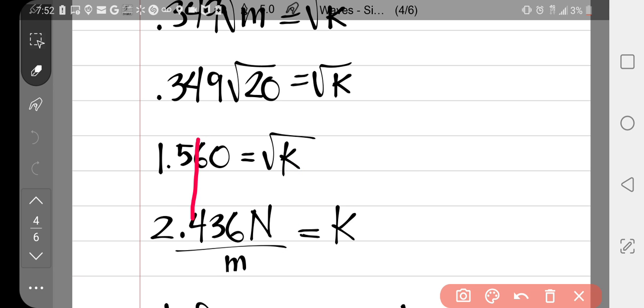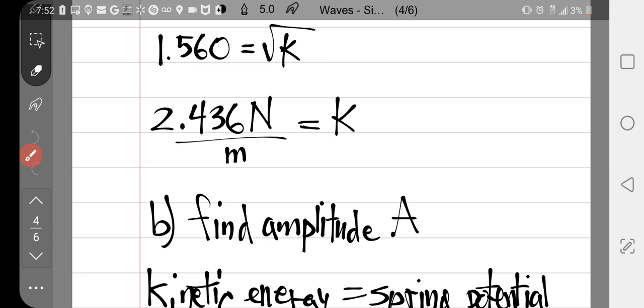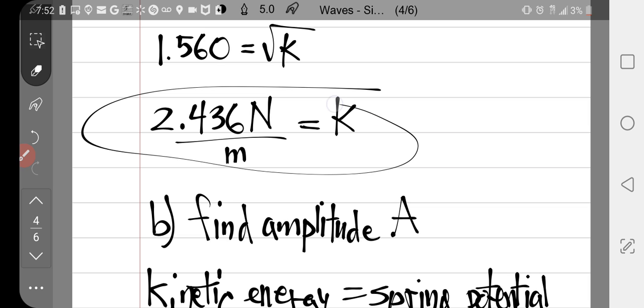Okay, let's go up. Next step. So we square both sides to get rid of the square root. It's 2.436 newtons per meter. That's our spring constant. We have answer A.